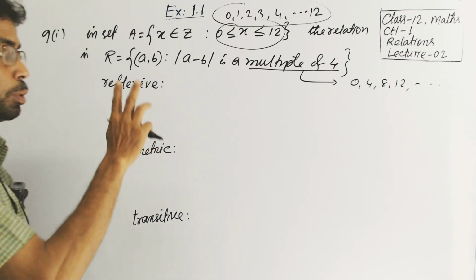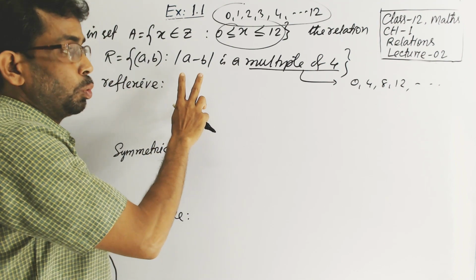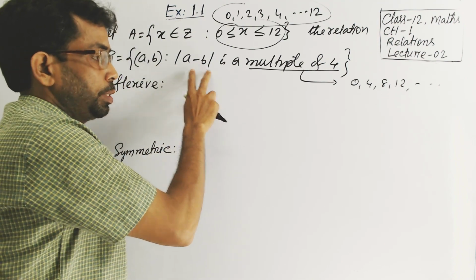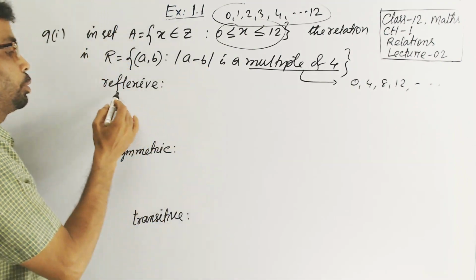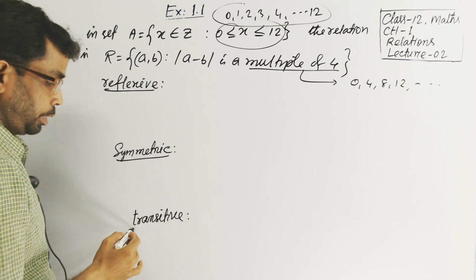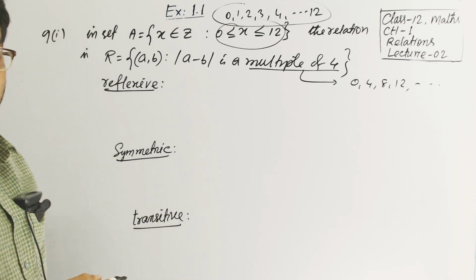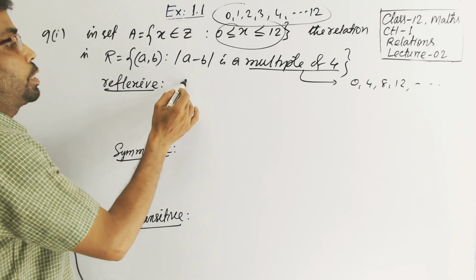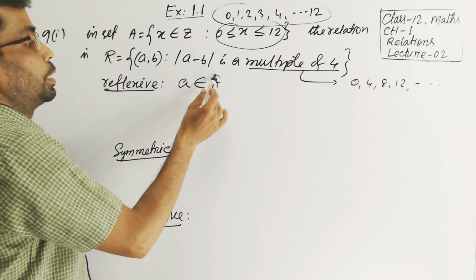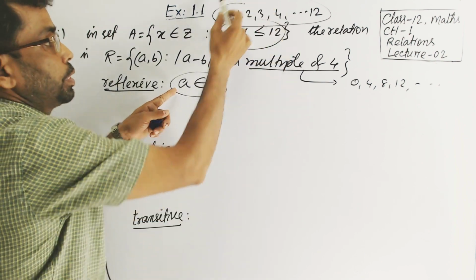And whenever we find two numbers whose difference under modulus is any of these numbers, that means the numbers are related. And we have to show that it is reflexive, it is symmetric, it is transitive. We will explain with arbitrary elements A, B, C. For reflexive, we will take A belongs to the set A. That means A is representing any of these elements.